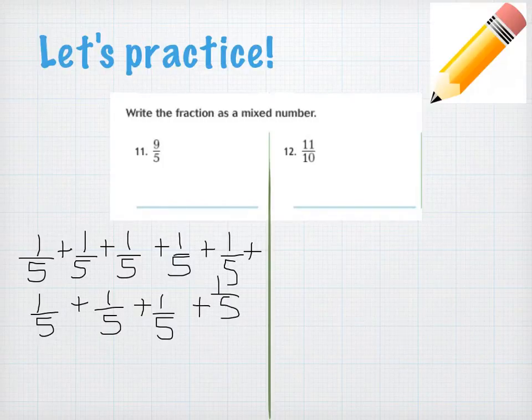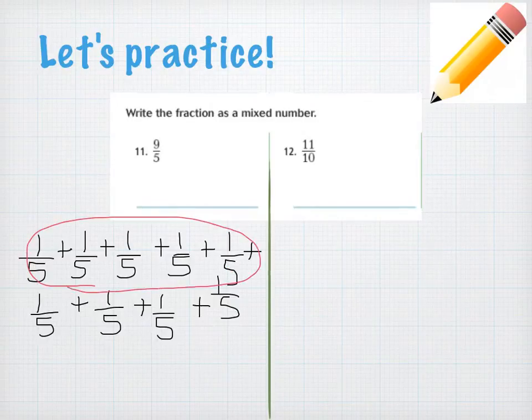So let's count our pieces. 1, 2, 3, 4, 5, 6, 7, 8, 9. Now that I have my unit fractions, I'm going to group my units so that I can find the wholes. I know that I need 5 1/5 to make 1 whole. 1, 2, 3, 4, 5. This is 1 whole. 1, 2, 3, 4. I don't have enough to make another whole.